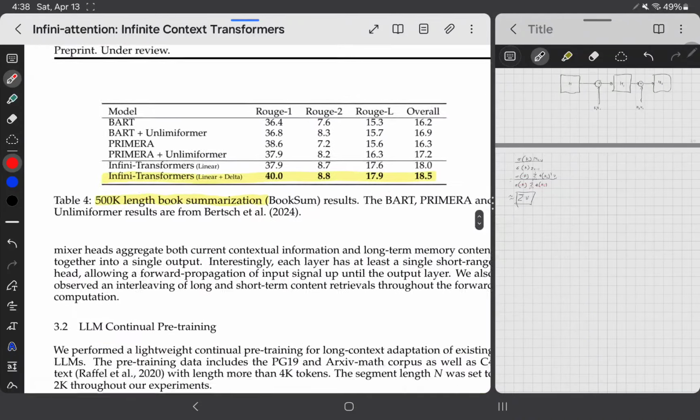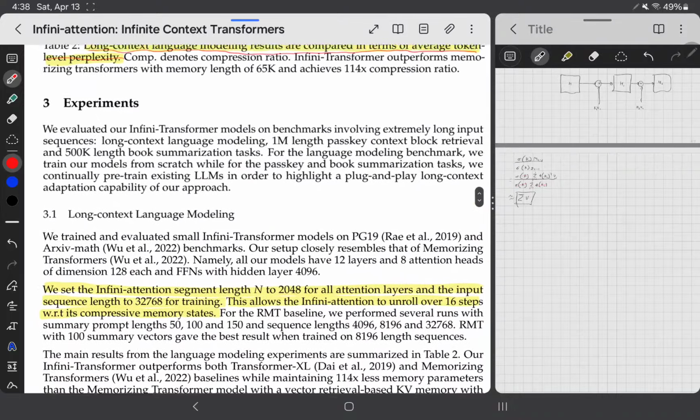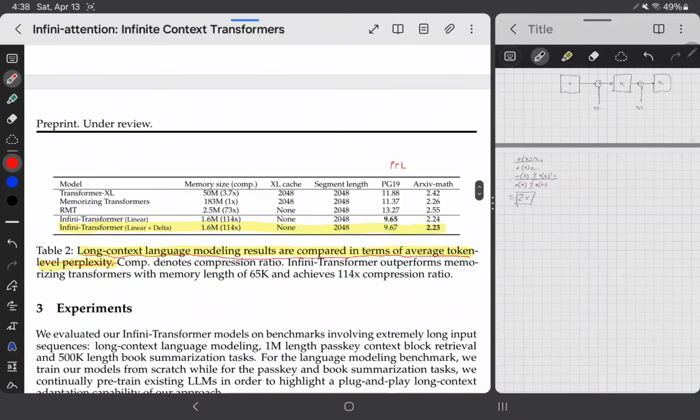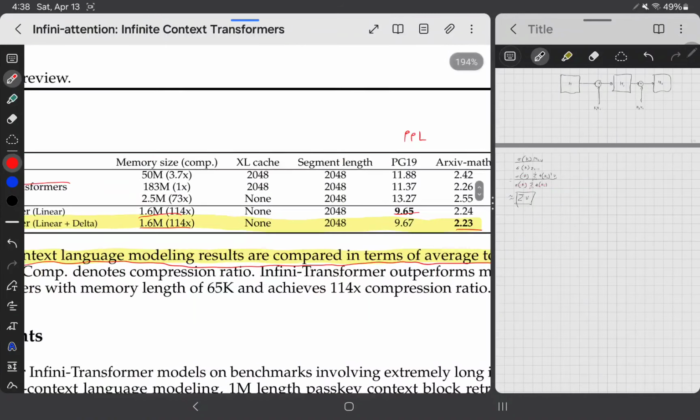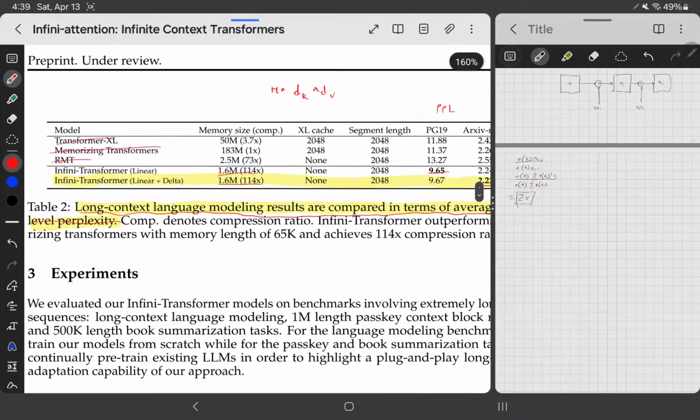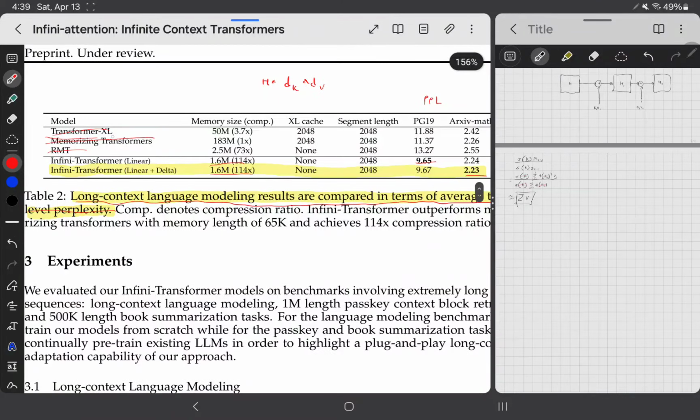Yes, so they model this on long context language modeling, in terms of perplexity, and it does quite well compared to the other models here. This is going to be our causal model, and it's also a lot smaller in terms of memory, because the memory needed is just dk by dv, and h by dk by dv. That's how much memory you need for the hidden state. And this is smaller than other methods such as Transformer XL, memorizing transformers, and RMT.